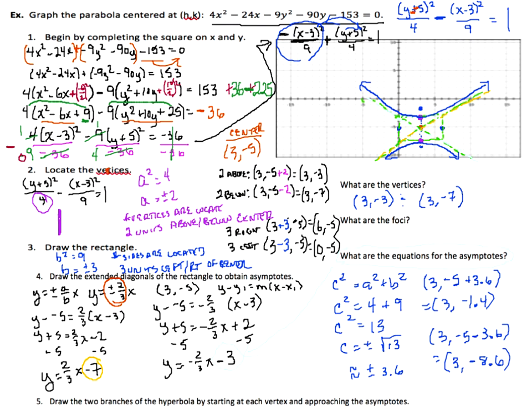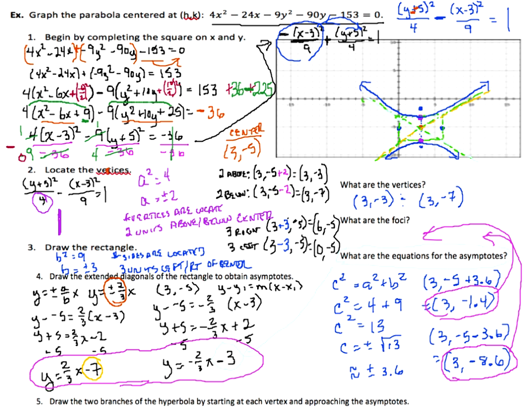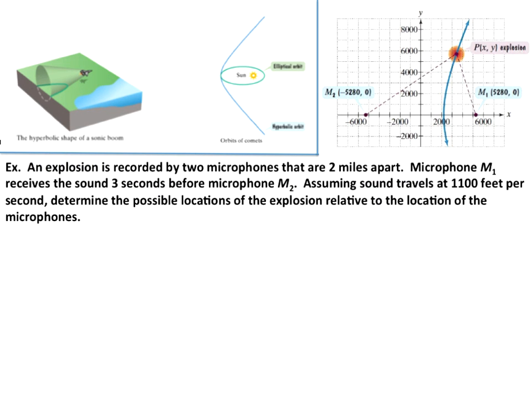Okay, so we've drawn it. Let me point out that we've answered all the questions. So the foci, there are the foci. We have our vertices, and we have the equations for our asymptotes. Vertices. All right. Last question, or last problem to work. It's an application problem.